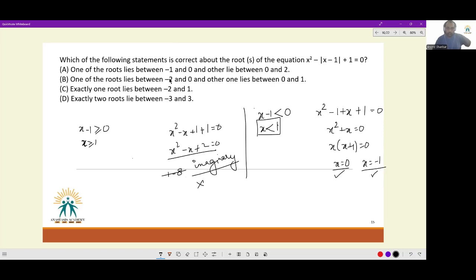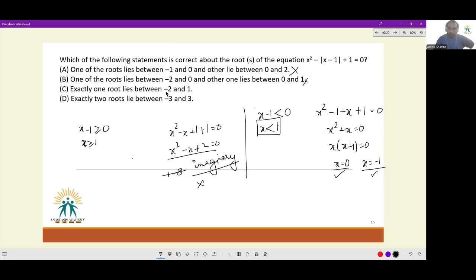Now, let's read what the statements are. One of the roots lies between minus 1 and 0, and the other lies between 0 and 2. No. One of the roots lies between minus 2 and 0. Yes, minus 1 lies there. And the other one lies between 0 and 1. No, the other one lies at 0. So between 0 and 1 wouldn't work.